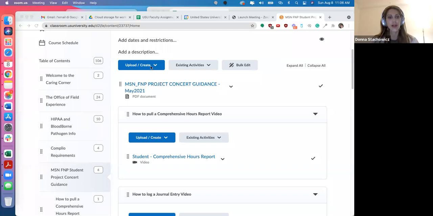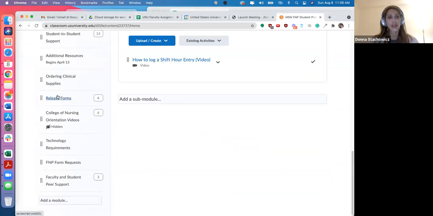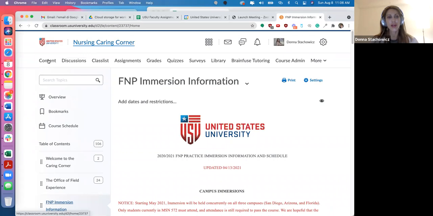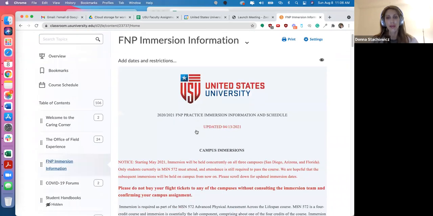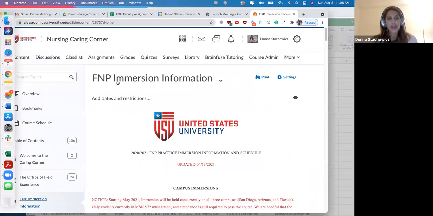Physical assessment is a 4-credit course. You only take that one course by itself, and there is an immersion. I'm going to show you where you can navigate to. In the Nursing Caring Corner, if you navigate to immersion information on the left-hand side of the screen, I clicked Content, and there's an update here. So that's where you find immersion information.